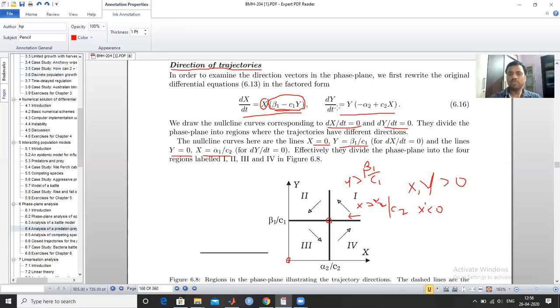Again, we have to check the sign of dy over dt. y is always positive, so it doesn't matter. Now we have to check whether this is positive or negative. Here x is greater than alpha 2 by c2. If x is greater than alpha 2 by c2, c2 cancels out, and that will always be greater than alpha by 2. So this quantity will be positive. So y dash is positive in the first region.